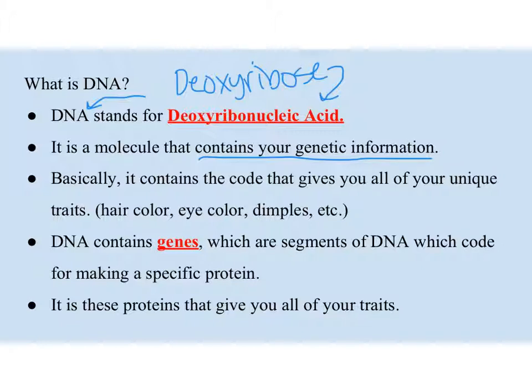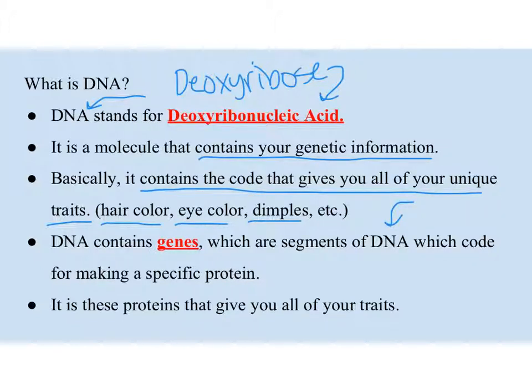So like I said, basically DNA contains the code that gives you all of your unique traits. So none of us, unless you're an identical twin, none of us have the same exact DNA. That's why we all have a little bit different hair color, eye color. Some people have dimples, some people don't. Some people have 2 eyebrows, some people have 1 massive unibrow. Some people have 6 fingers. Most people have 5. But all of that is located within your DNA.